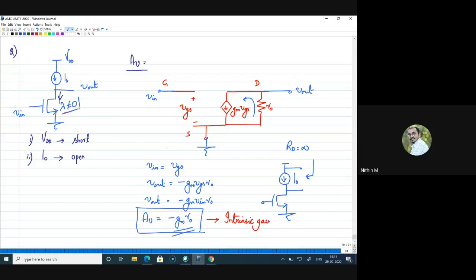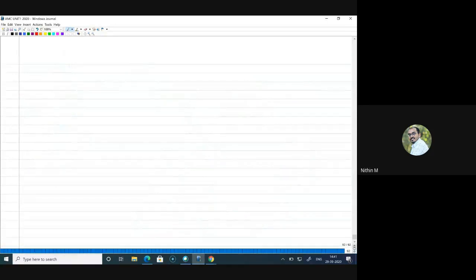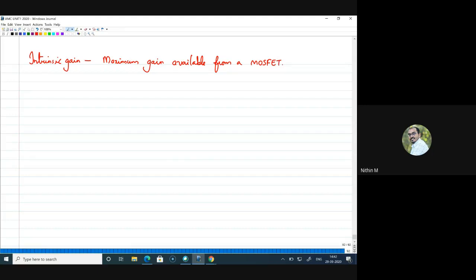For that reason, we call this gain as intrinsic gain. Now let me write it here. What is this intrinsic gain? So intrinsic gain is the maximum gain available from a single device, or available from a MOSFET or a single device. That is intrinsic gain. What is the intrinsic gain value? It is gm into r0.